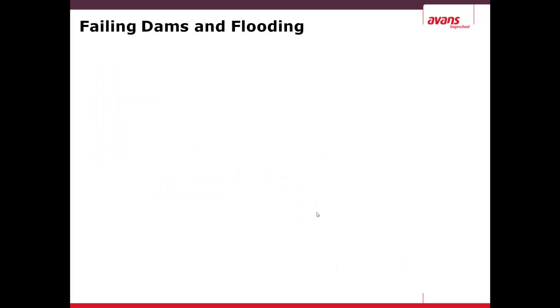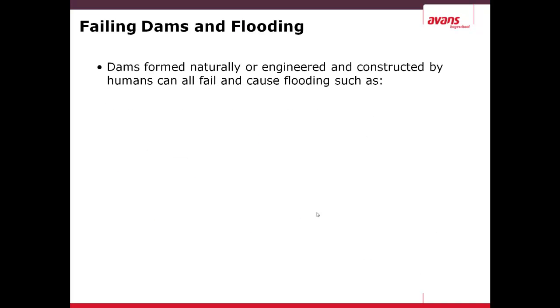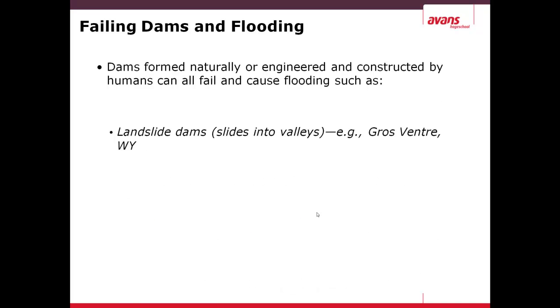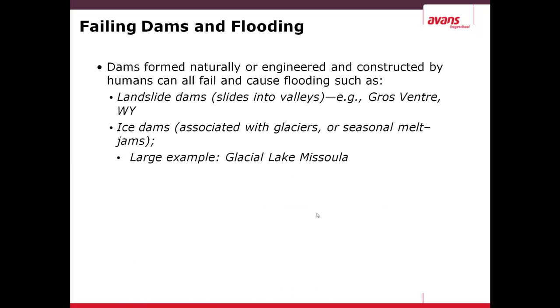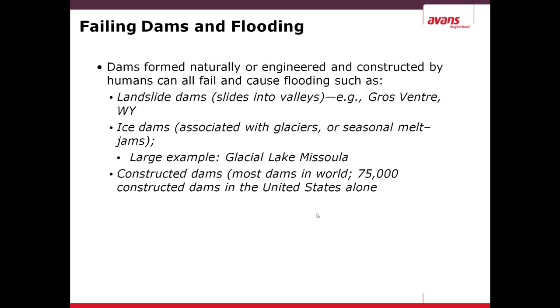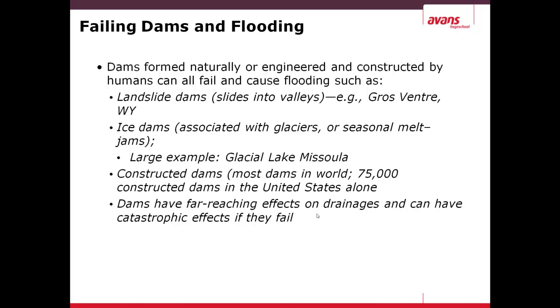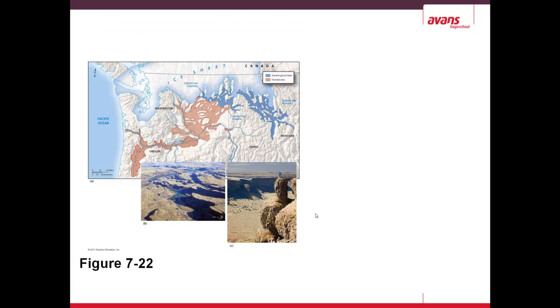Failing dams and flooding. Dams can be formed naturally or engineered. These can be formed through landslides. An ice dam, which we'll see shortly. Also a constructed dam, of which there are more than 75 dams within the United States alone. And dams have far-reaching effects on drainages and can have catastrophic effects if they fail.